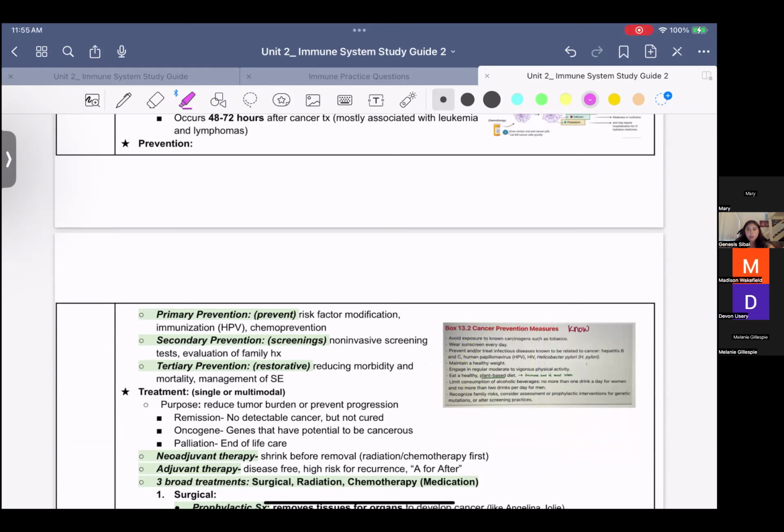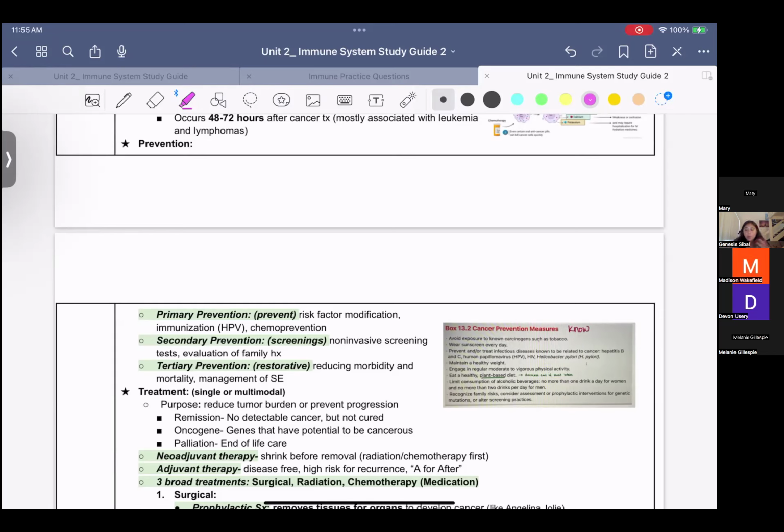So with risk factors, let's look at what they're doing. Have they gotten a vaccine like HPV, which puts them at less risk? Have they gotten chemoprevention, things like that? Are they avoiding going near these carcinogens? Secondary prevention is more of screenings, right? So screening tests, we start evaluating and assessing their family history, what puts them more at risk. That has more to do with primary. Secondary is just screenings, tests, things like that.